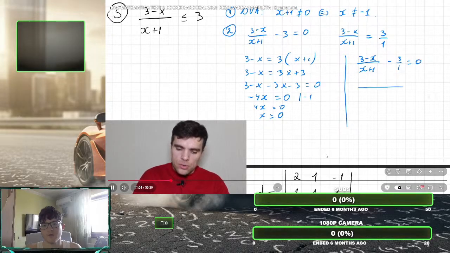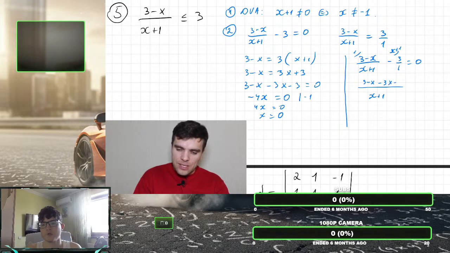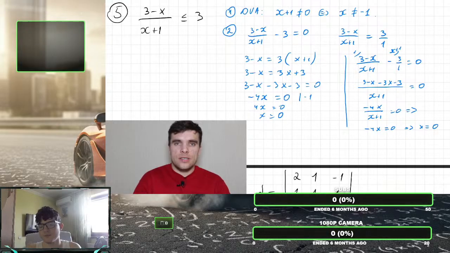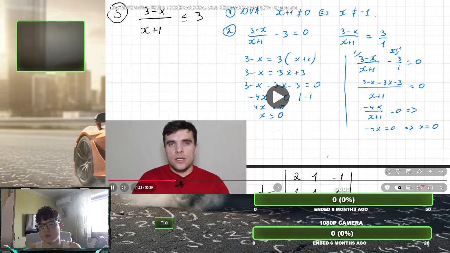So that's a method right there. Another method is to just multiply by x plus 1 like I've shown before. I mean, I said before, I didn't actually show, it's being shown right now. And so we're gonna have minus 4x on top, x plus 1 below, work with what's on top, and x to 0.